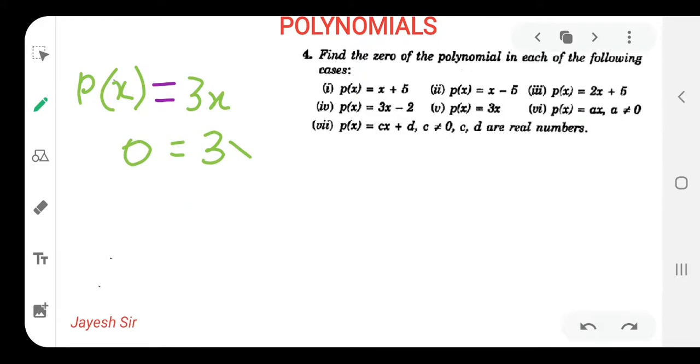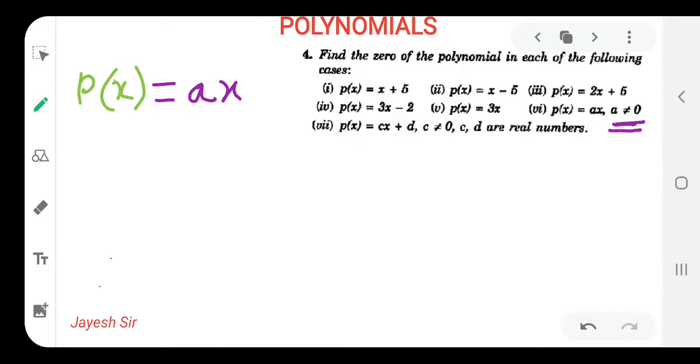So let's find the answer for the sixth sum, that is p(x) = ax. Yes friends, p(x) = ax we need to find. And what is to be said, friends, over here, that the value of a cannot be 0. Why is it written that the value of a cannot be 0? Because if we put the value of a as 0, then the whole sum will directly become 0. That's why it is mentioned over here that a is not equal to 0. That plays a very important role.